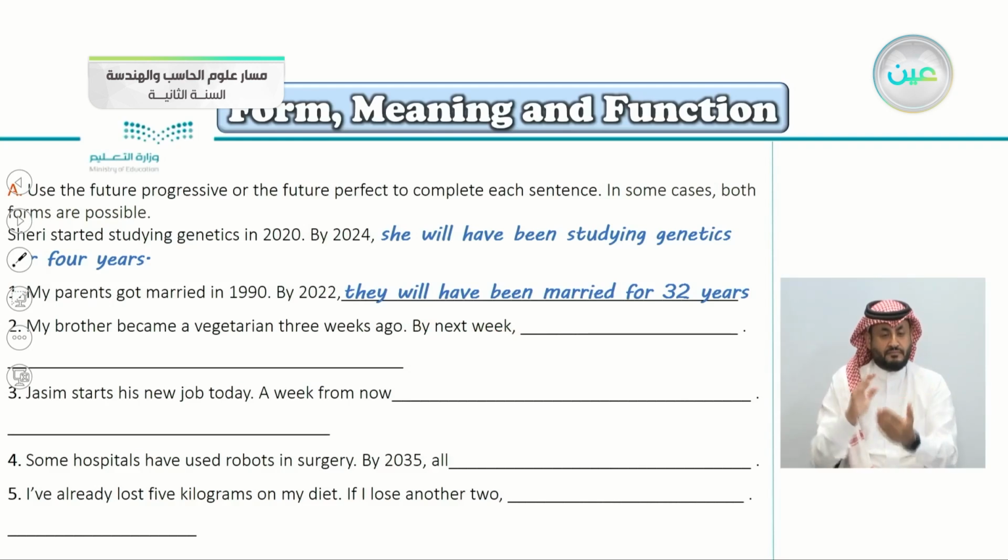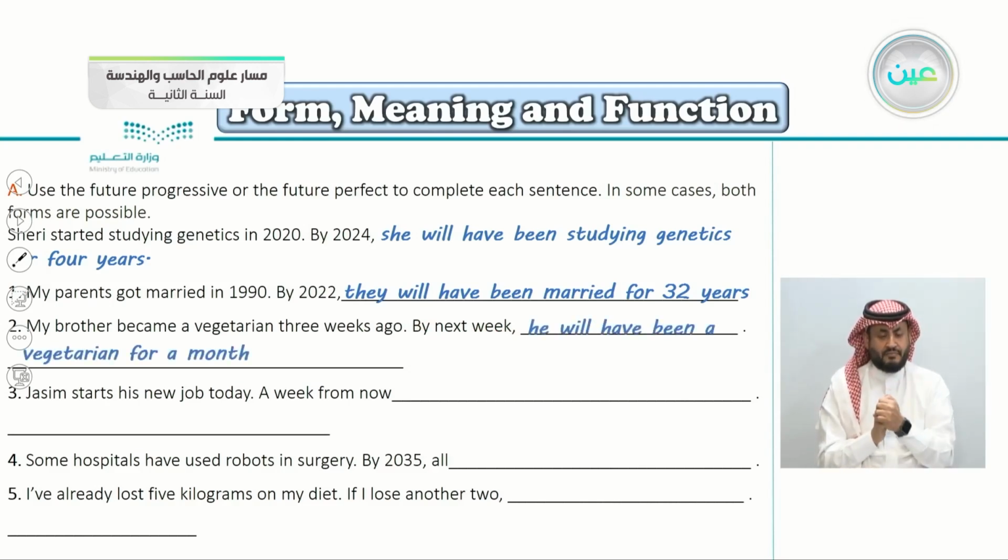By next week, yes, let's see the correct answer here. He will have been a vegetarian for a month. So we're talking about 4 weeks. Because he said 3 weeks ago and next week, this makes 4 weeks, which means a month. He will have been a vegetarian for a month.